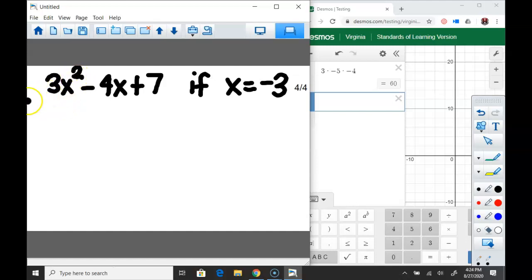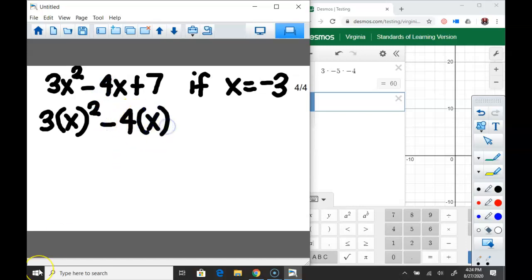3x squared means 3 times x squared. So I want to show that with parentheses. So 3 times x squared. Remember that exponent needs to go outside. And then we have minus 4x. That's minus 4 times x. So right here we have multiplying again. So I want you to show that by putting that x in parentheses. So minus 4 times x. And then plus 7.